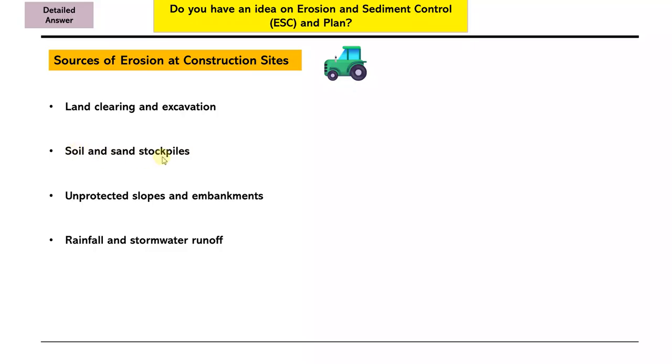Next is soil and sand stockpiles. Next is unprotected slopes and embankments. These are also sources of erosion. And the final one, rainfall and stormwater runoff. Whenever you have a rainfall event at any site, as per CGP requirements, we have to inspect the site with the help of a checklist, to see what the rainfall has done at the site. We have a checklist with 8 or 9 portions, which covers what the losses were from that rainfall or stormwater event.